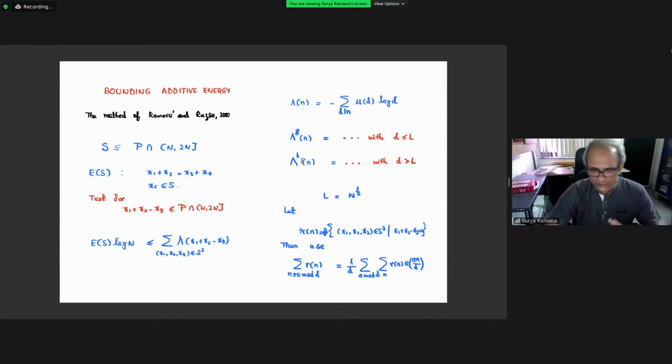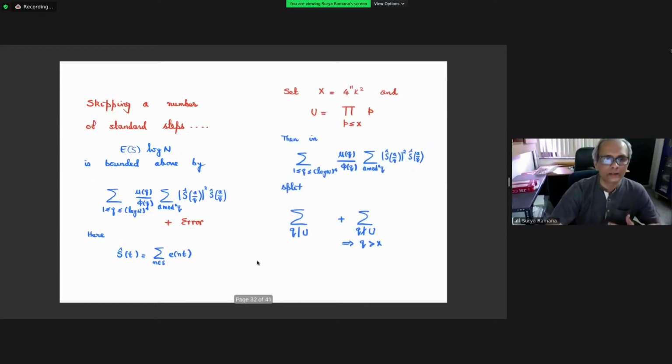Then you use standard methods in analytic number theory. You have a sieve identity, which is well known, and a basic sieve identity which you put in. Eventually you use additive characters to represent the resulting summations, and then resulting congruence conditions come out. These are very standard steps in treating the problem. So skipping a number of standard steps, you arrive at the fact that your additive energy times logarithm of n is bounded by a sum of this type. Here q is an integer parameter that goes up to logarithm of n to the power 4. You have mu of q, and then you have essentially the cube of the Fourier transform of the set S that you started with, which is the sum of e(n theta) over n in S.